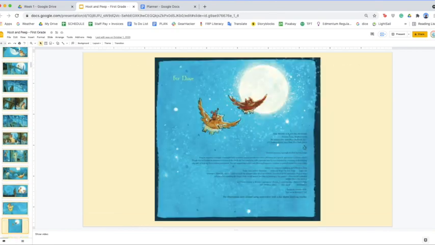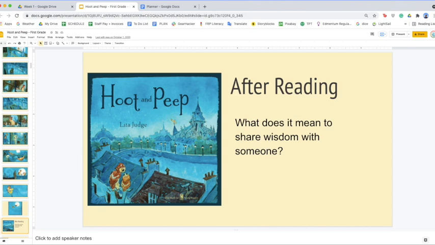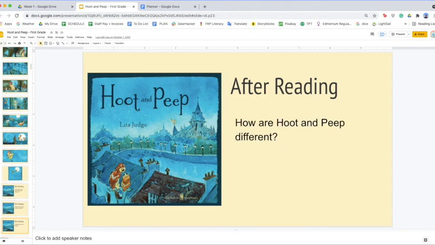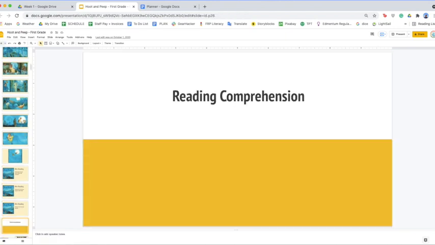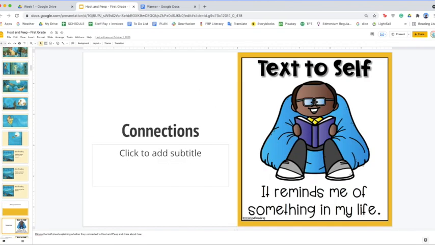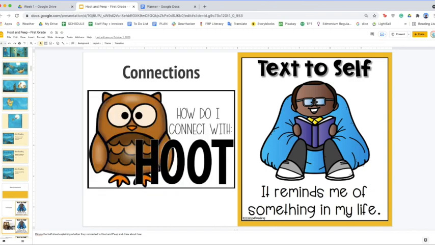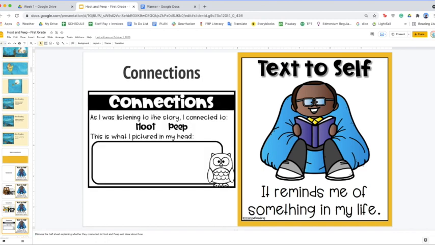And then after reading, we discuss. Each day there are different questions, and they're all based on reading comprehension skills and connecting with the story. This week in reading comprehension, the focus is connecting the text to ourselves. So we learn about this skill, connecting with the characters in the book. So we discuss, and then this would be, for example, something that I would send home.